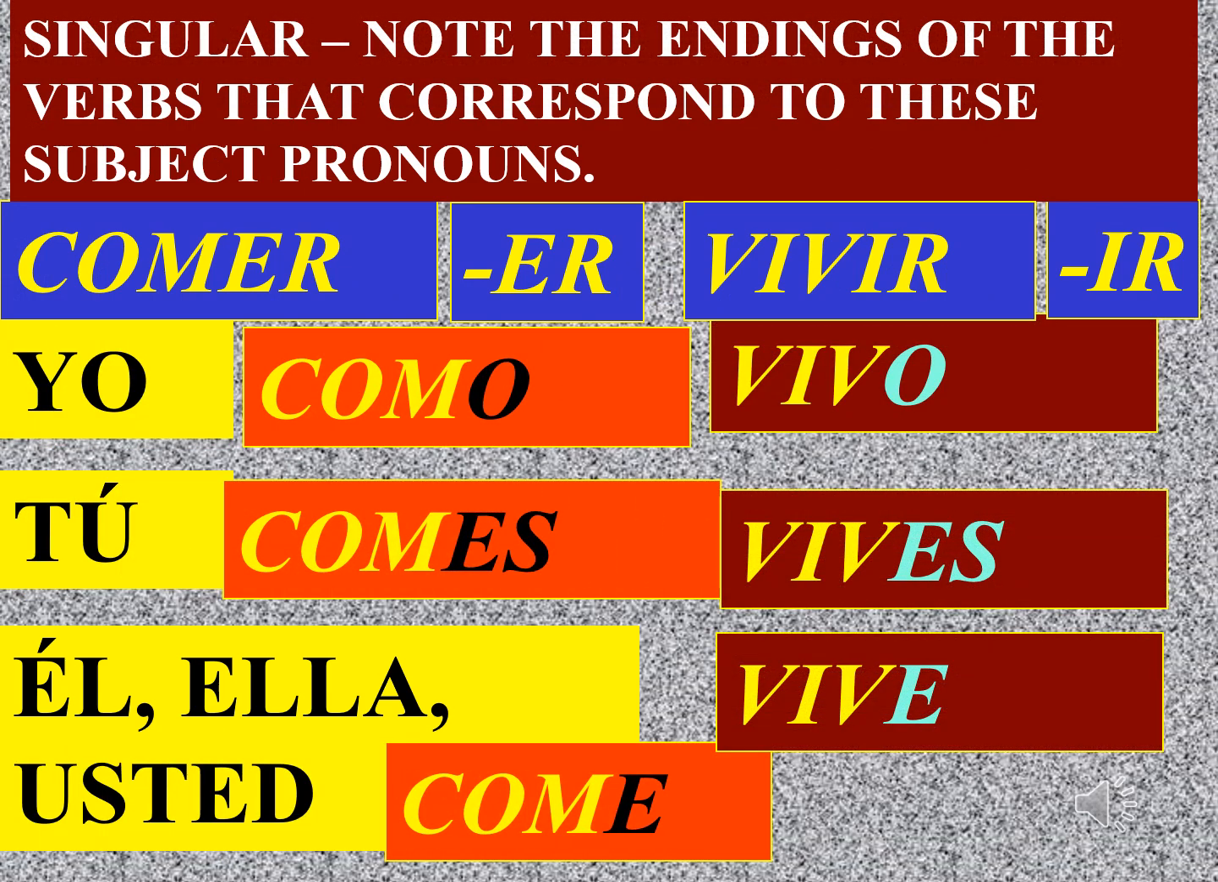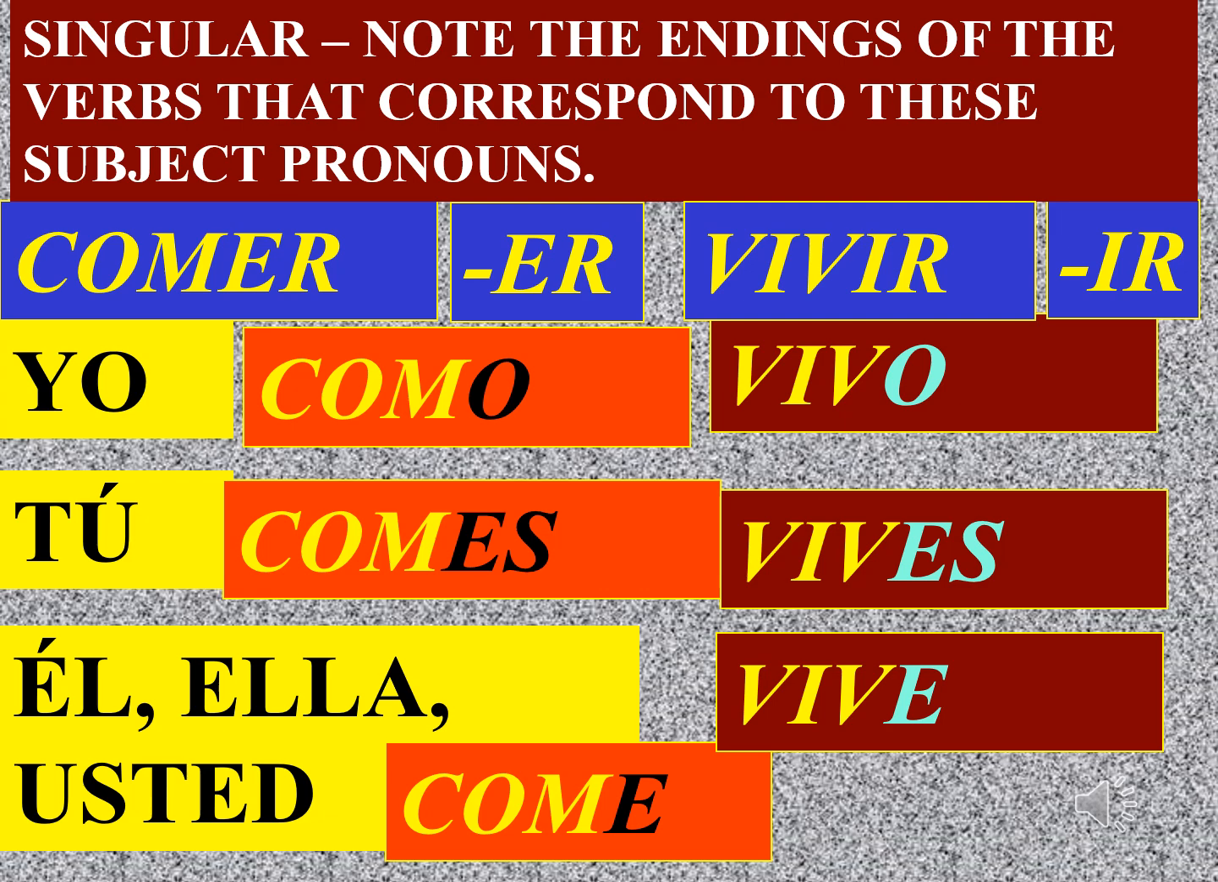The verb comer, which is an ER verb, and the yo form is yo como. The tú form is tú comes. Él, ella, usted come. The 3 forms of comer, depending on the subject. Then we move over to the verb vivir. And the yo form is yo vivo, tú vives, él, ella, usted vive.